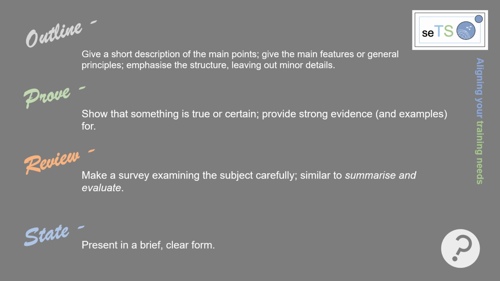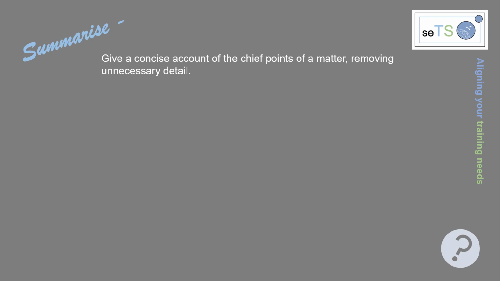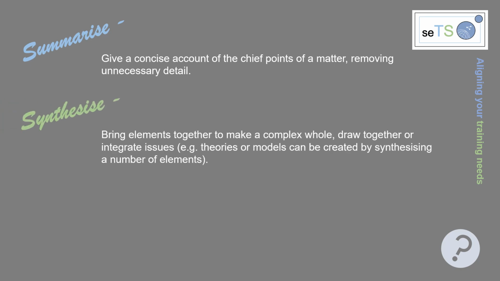State. Present it in a brief, clear form with your opinions and your considerations. Summarise. Give a concise account of the chief points of a matter, removing unnecessary detail. Synthesize. Bring elements together to make a complex whole. Draw together or integrate issues. For example, theories or models can be created by synthesizing a number of elements. And finally, trace. Follow the development of a topic from its very origin.